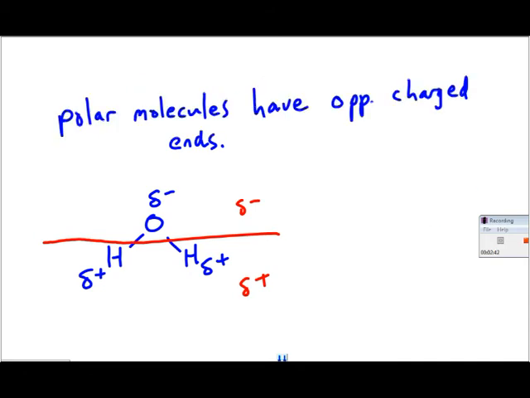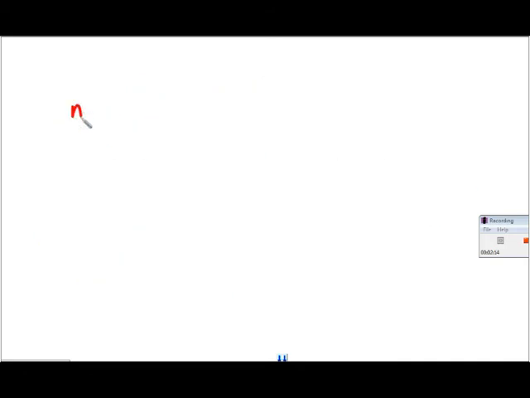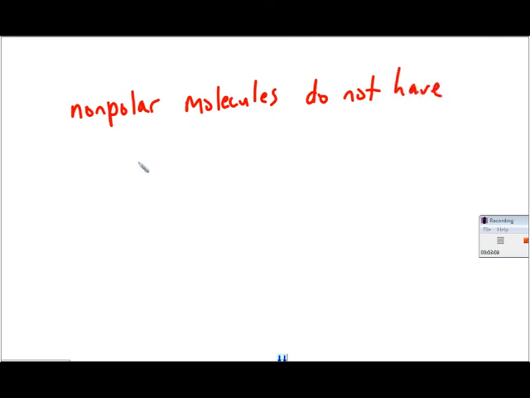So that brings us to a second example. Well, if it didn't bend, what's happening? And so we have nonpolar molecules. Hexane, which did not bend, is a nonpolar molecule. Nonpolar molecules do not have oppositely charged ends. They do not have those opposite charges on the ends.